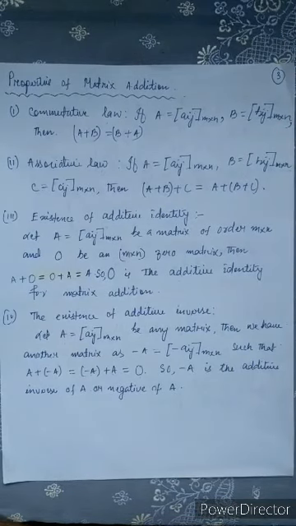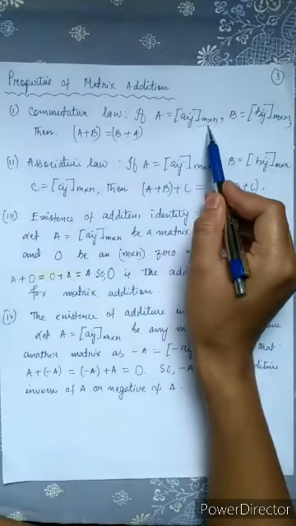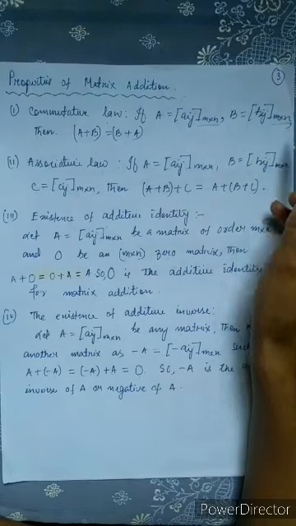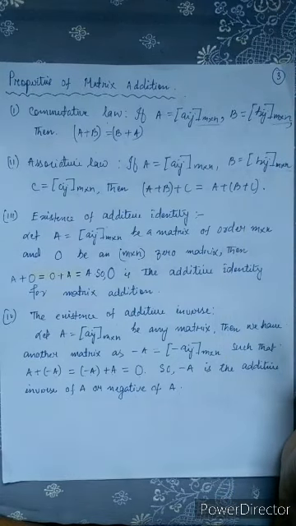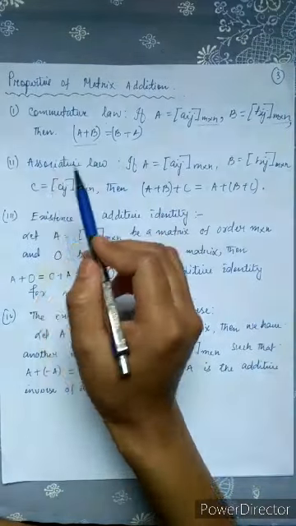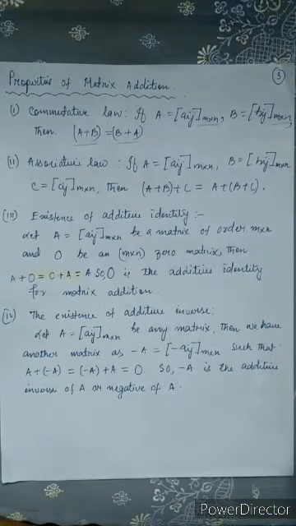If A is a matrix of order m by n, B is a matrix of order m by n, which means A and B are matrices of the same order, then A plus B is equal to B plus A. Addition of A plus B is same as addition of B plus A, and this property is known as commutative law.